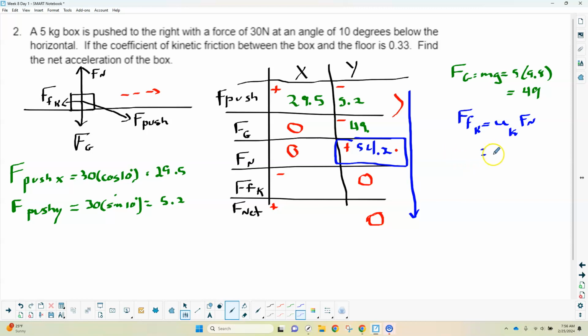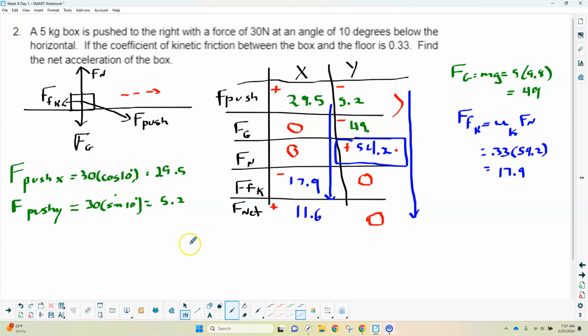So when you do the coefficient, it's 0.33. And the normal force is just that 54.2 that we just solved for. And when you multiply those out, a third of 54.2 is something close to 17.9. So we're going to put that in here for the friction. Then we're going to solve for the net force in the x, which turns out to be 11.6.